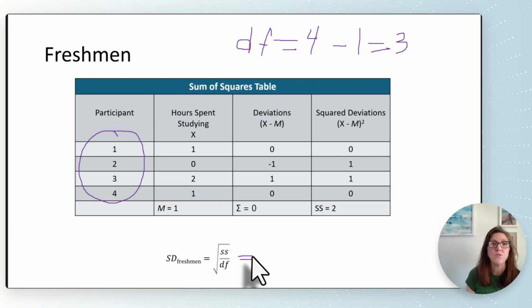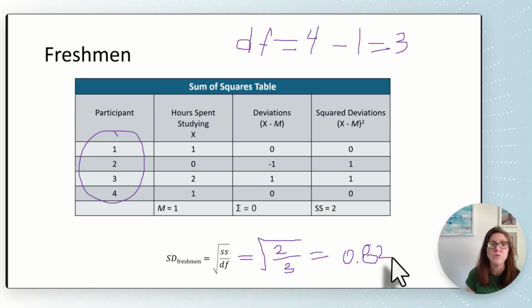So we're going to plug in our values into our standard deviation. We have our degrees of freedom of 3 and our sum of squares of 2. We see that in the table here. So the square root of 2 divided by 3, when we round it to 2 decimal places, is 0.82. So our mean is 1, standard deviation is 0.82 for freshmen.